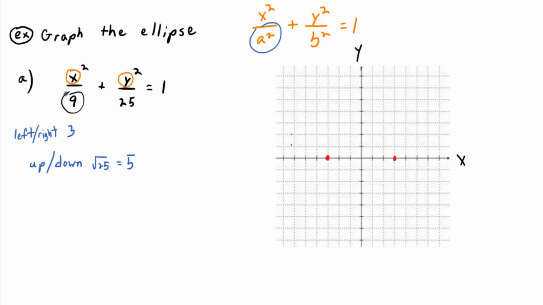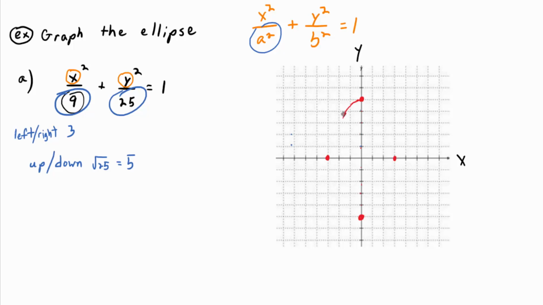So you're going to go left and right, the square root of this number, up and down, the square root of this number. So 1, 2, 3, 4, 5. And so this ellipse, this oval shape is a stretched out circle vertically, isn't it? And so how do you draw it? Just do your best.